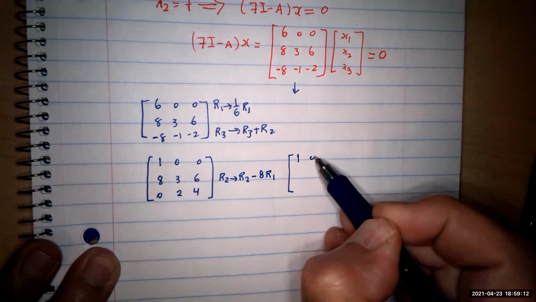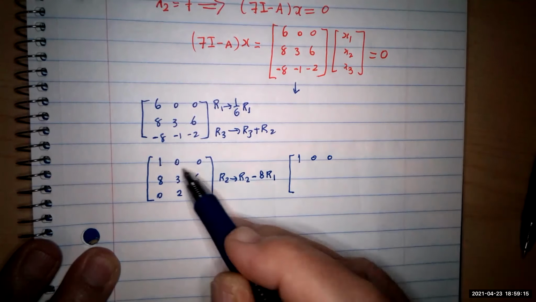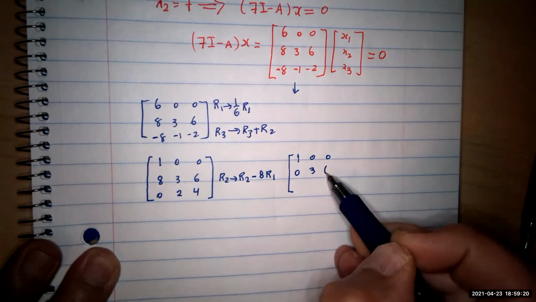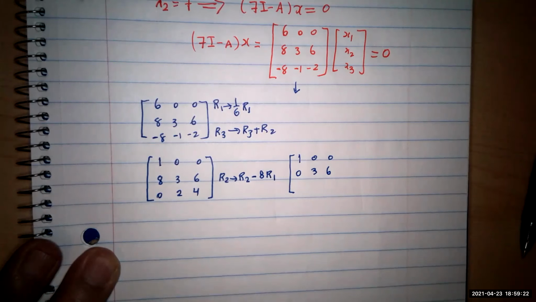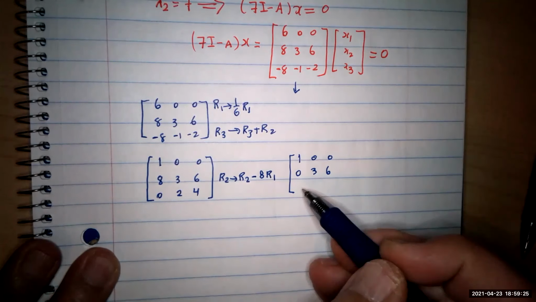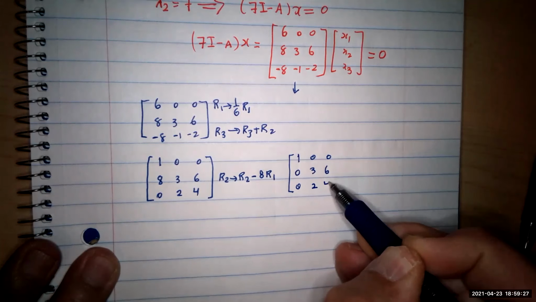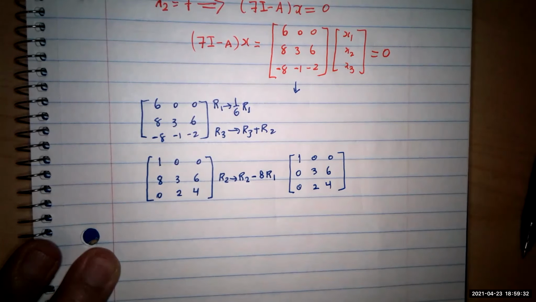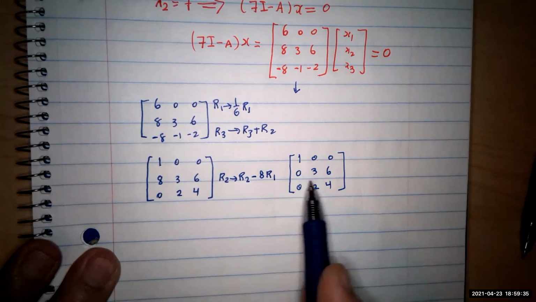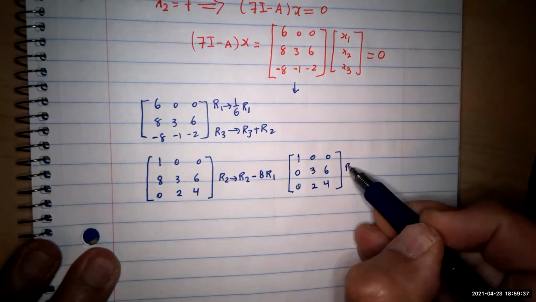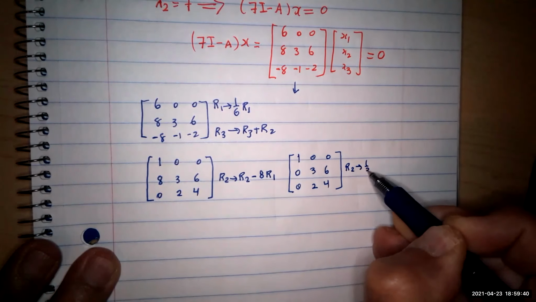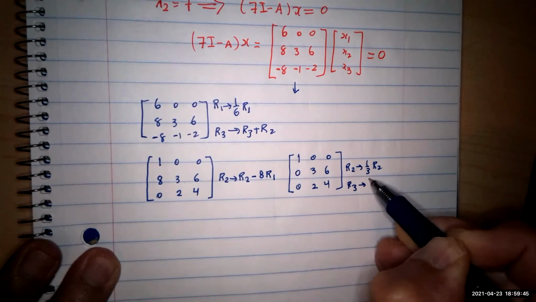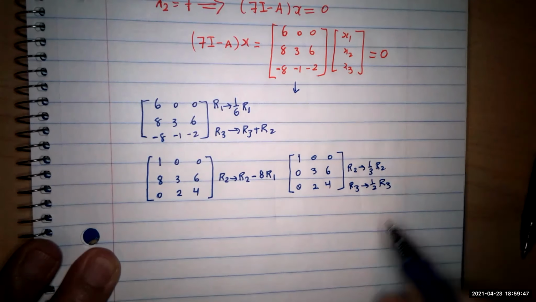That quickly gives me the leftover. It's going to be 1, 0, 0. So let's make it into 0. And this is going to be 3 and 6. And I have now 0, 2, and 4. Okay, so I can simplify this quickly. We simplify by changing R2 into 1/3 of R2. You can do some of them at the same time. R3 into 1/2 of R3.